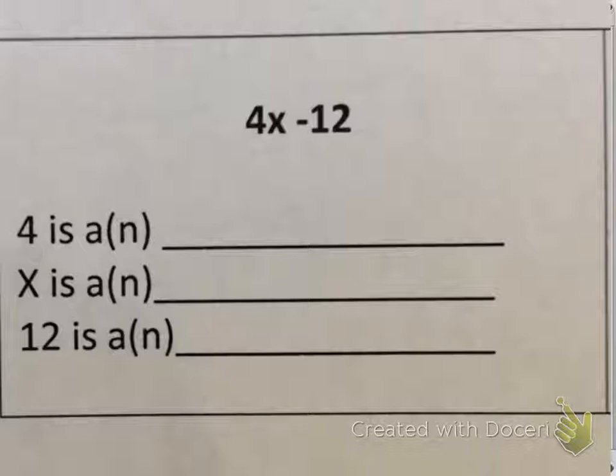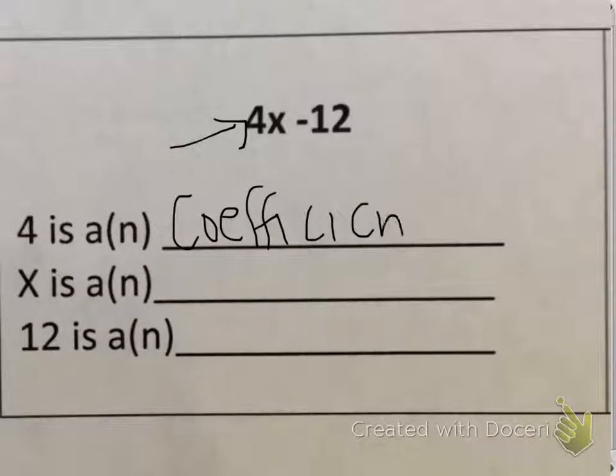All right, next page, same thing here. We're just answering some questions about the expression here. It says 4 is a, and there's actually several things that could be. 4 is a coefficient because it's in front of a variable. But you also could have said that 4 is a factor because 1 times 4 gives you 4. So a coefficient or a factor.